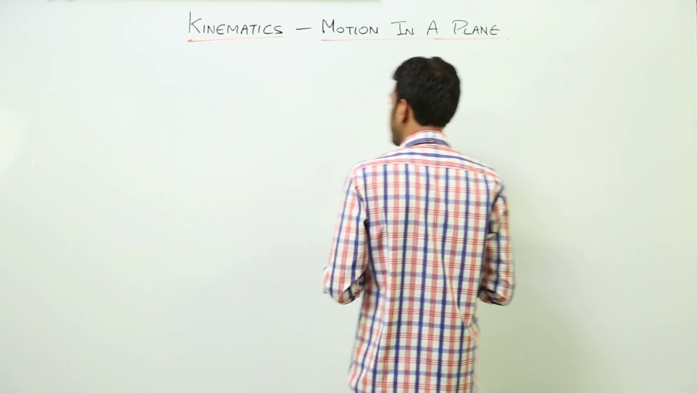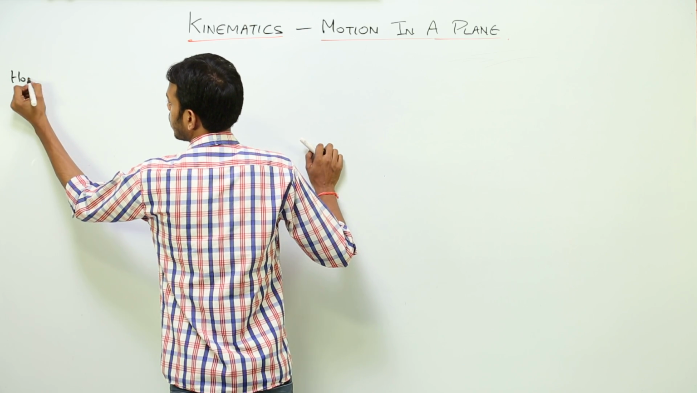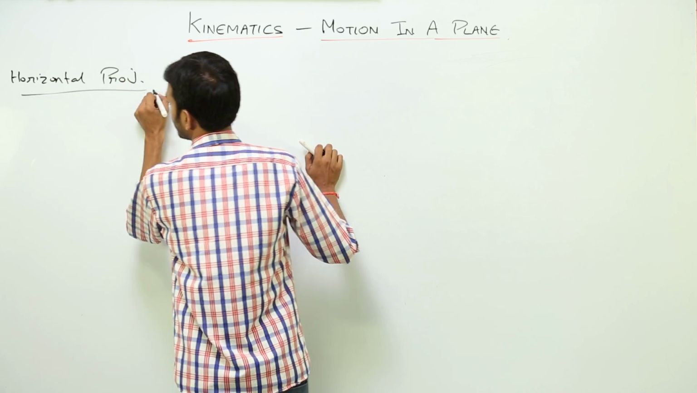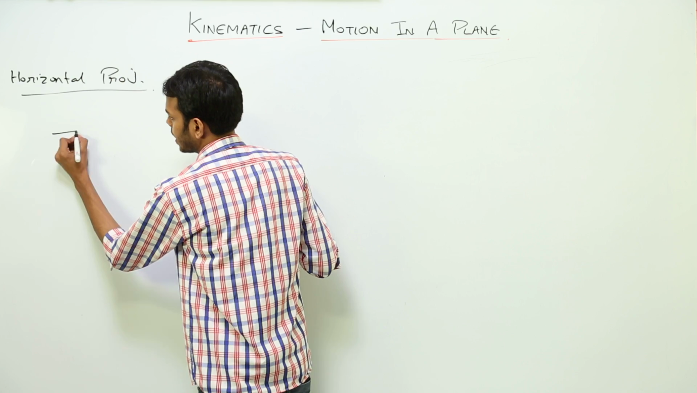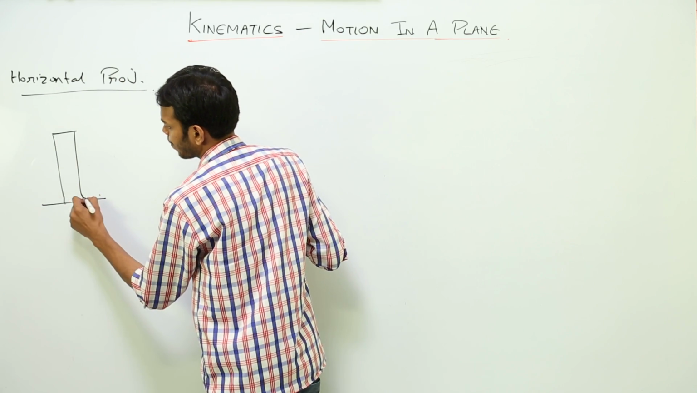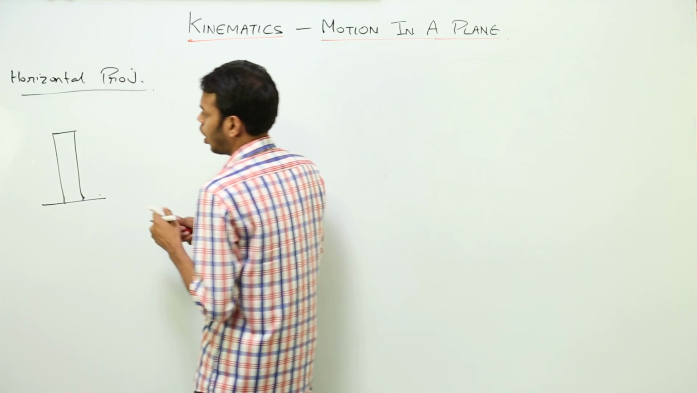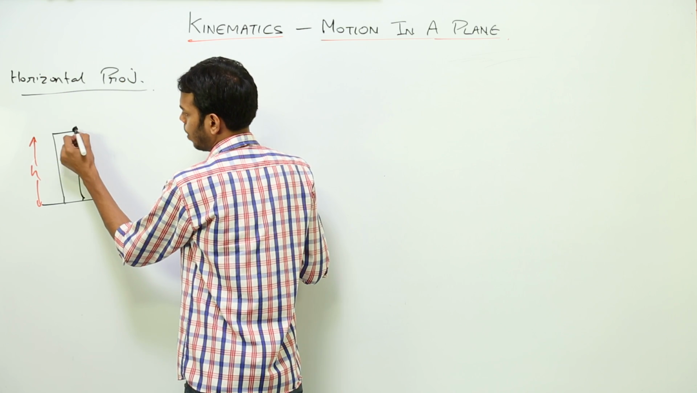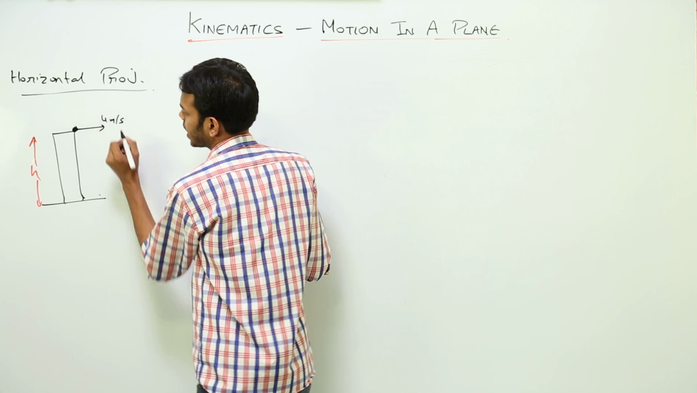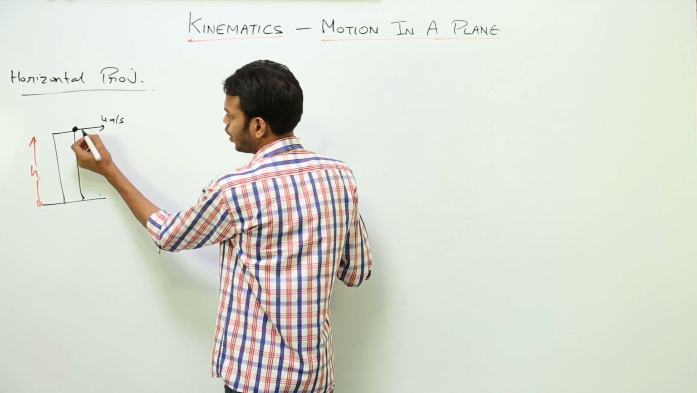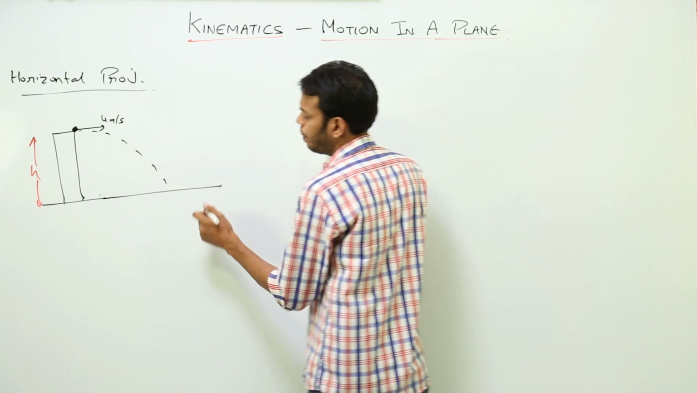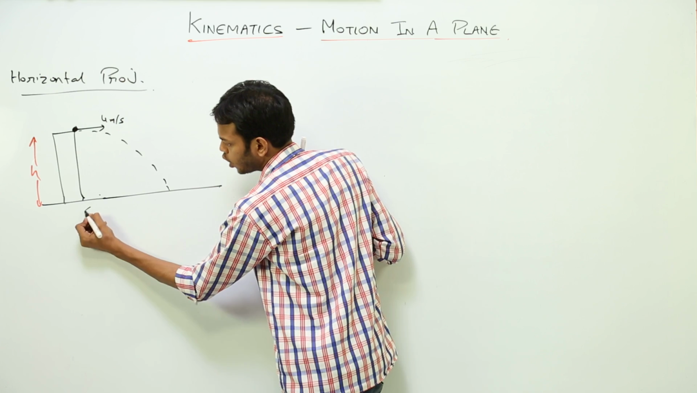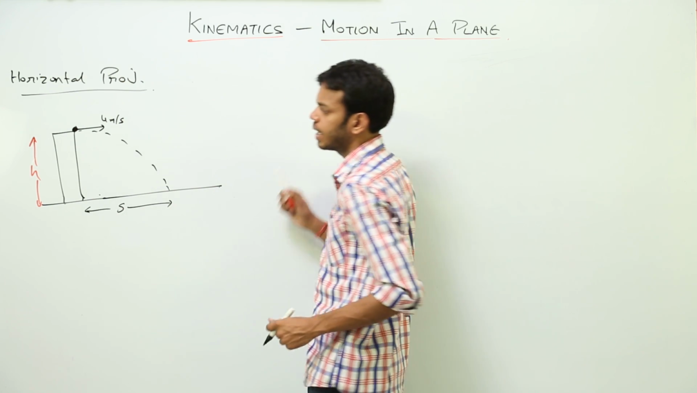So starting with projectile motion, horizontal projectile, right? Suppose this is a building or tree or any cliff of height h, and an object is thrown from the top with an initial velocity u meters per second. It is going to go like this. So there will be a time of flight, a time during which it will reach this point, and it will also cover some horizontal distance s, right?